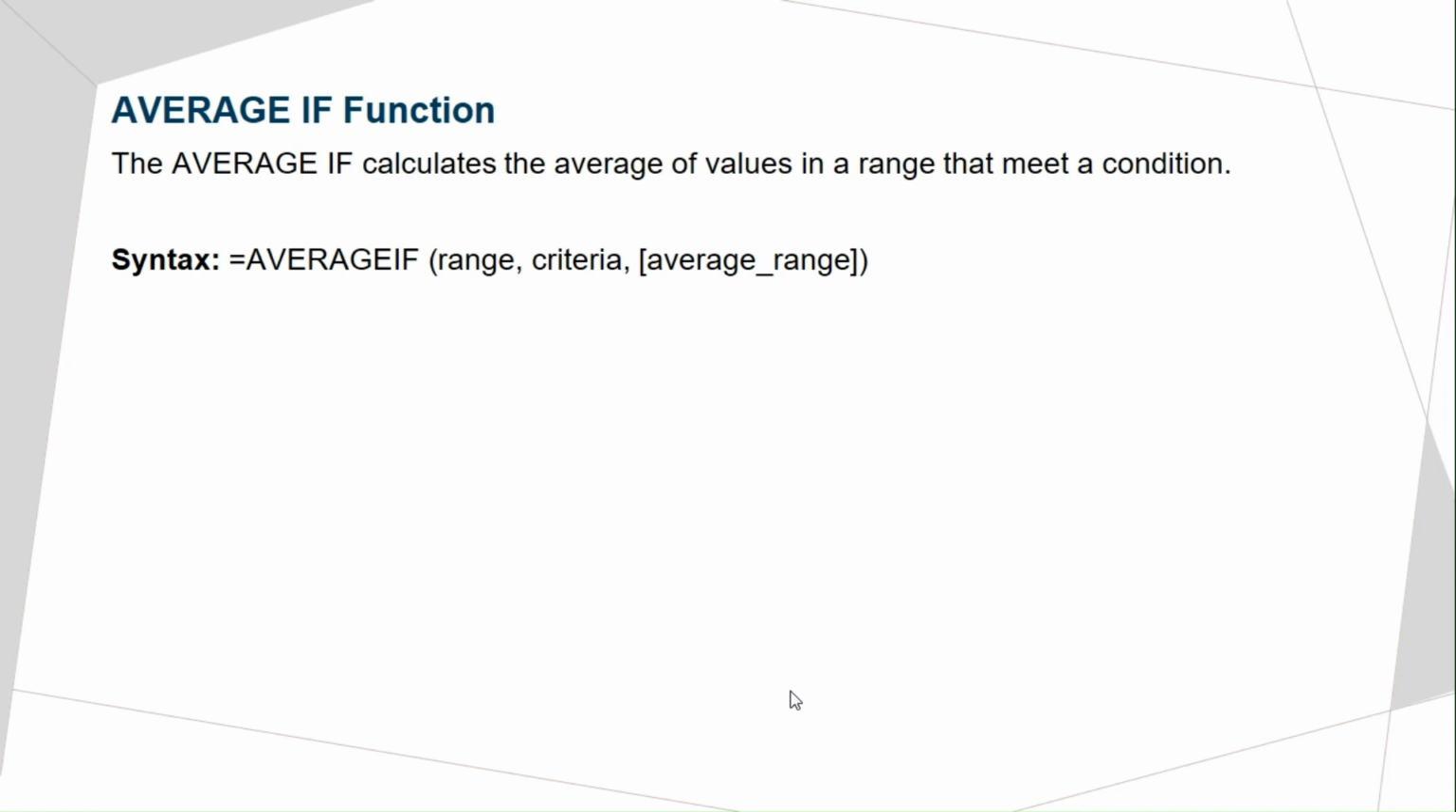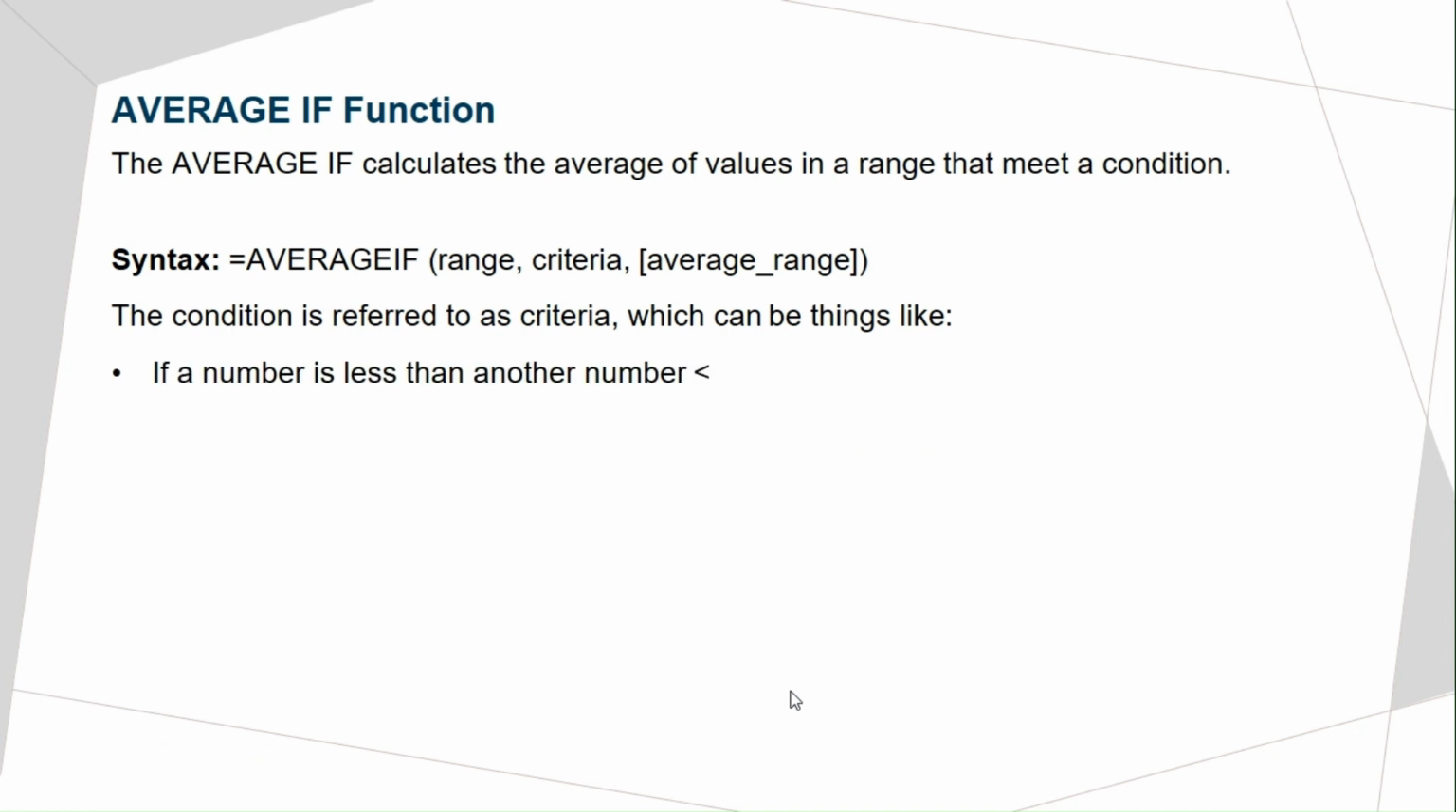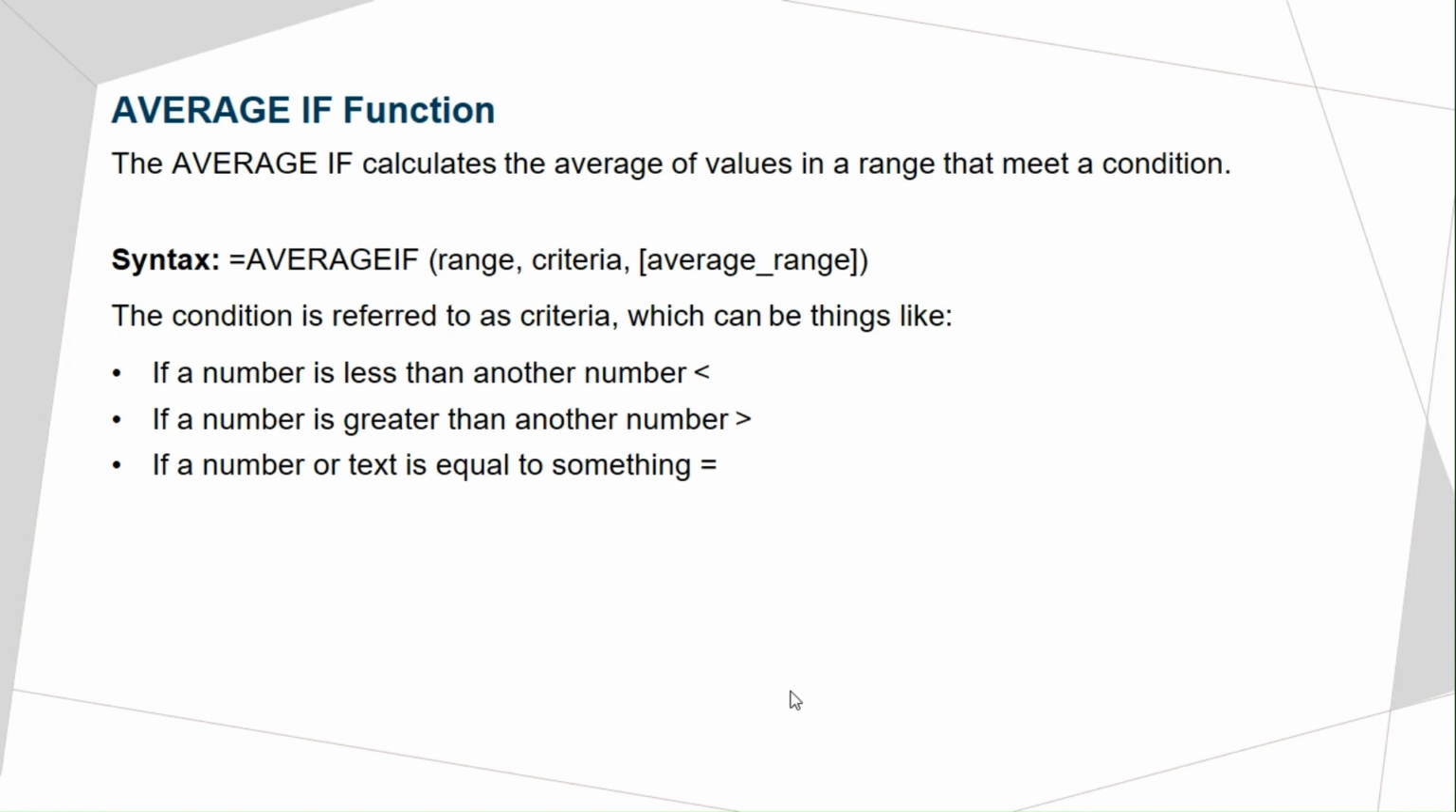The syntax of the Averageif is you start by typing the equal to Averageif, open brackets. Now inside the brackets, you put the range, followed by the criteria and the average range. This looks very similar to the SUMIF syntax. The condition in this case is referred to as the criteria. And the criteria can be things like if a number is less than another number, if a number is greater than another number, or the number or the text is equal to something.